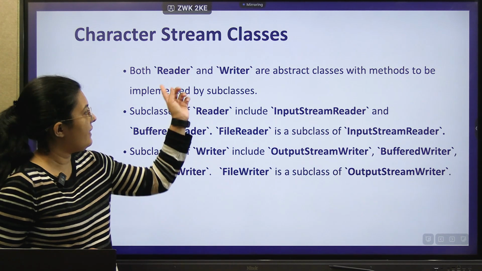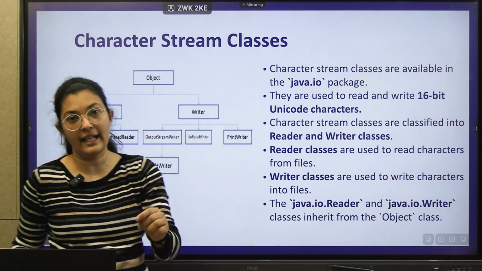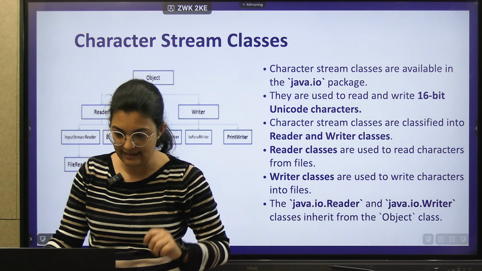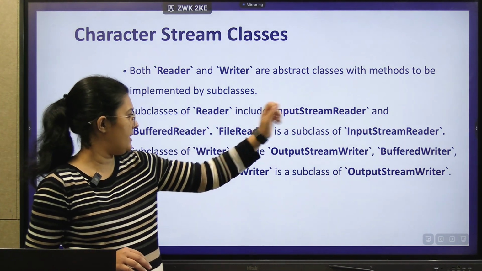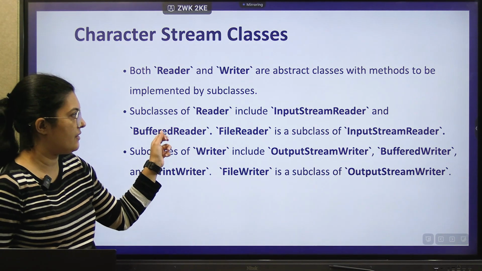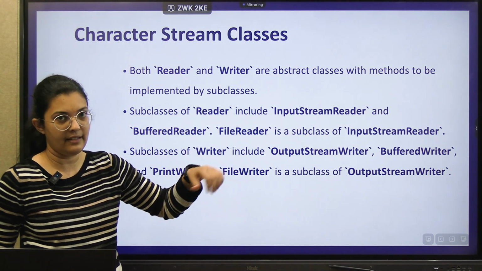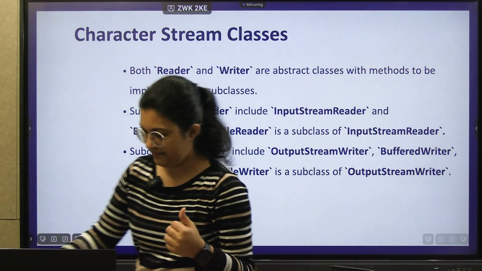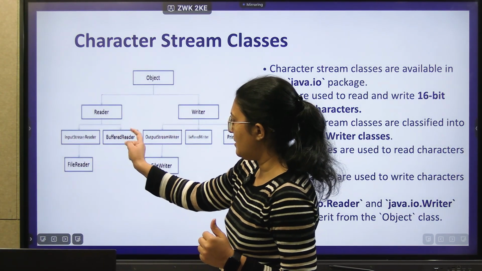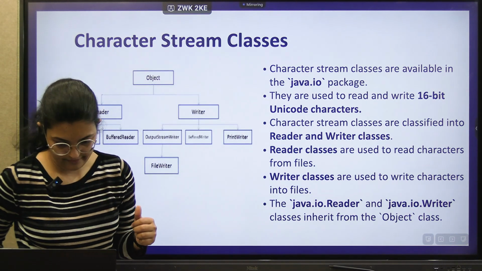So reader and writer, again in this example, are abstract classes, so we cannot use those classes directly. Subclasses of the reader class are what? Input stream reader, and second is buffer reader, right? And input stream reader is again inherited by file reader, that we showed in the previous diagram. Input stream reader, buffer reader, and input stream reader inherited into the file reader.